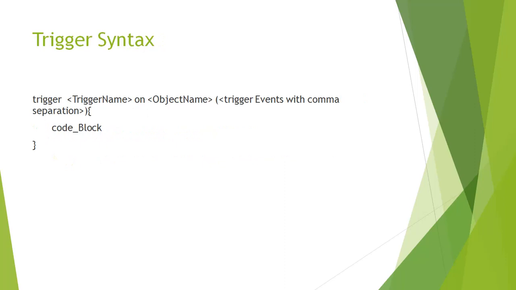So this is the syntax for how we can write the trigger. First of all, you have to use the trigger keyword and specify the trigger name based on your functionality, and on is a keyword, and then the object on which you want to write the trigger. That means you specify the object name where you want to achieve the functionality based on the events occurring on that object, and the trigger events with comma separation. These events are after insert, before insert, like that. In between, we have to write the code block. This is the syntax we have to follow for writing the trigger.